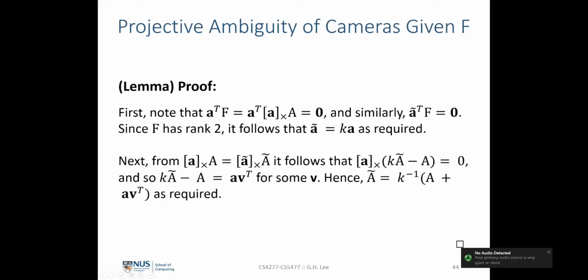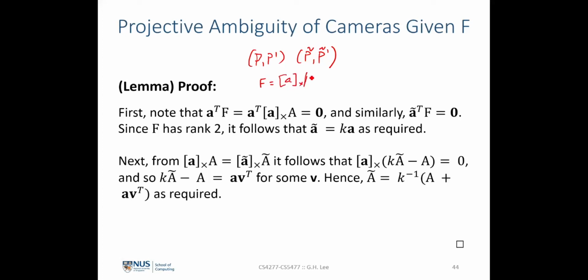Now let's look at the proof of the lemma. Given two pairs of camera projection matrices, which we denote as P, P prime and P tilde, P tilde prime, they have the same fundamental matrix, which is essentially given by the cross product of a, a cross with capital A, and this is also equal to a tilde cross product with capital A tilde. And we saw this relation earlier on.